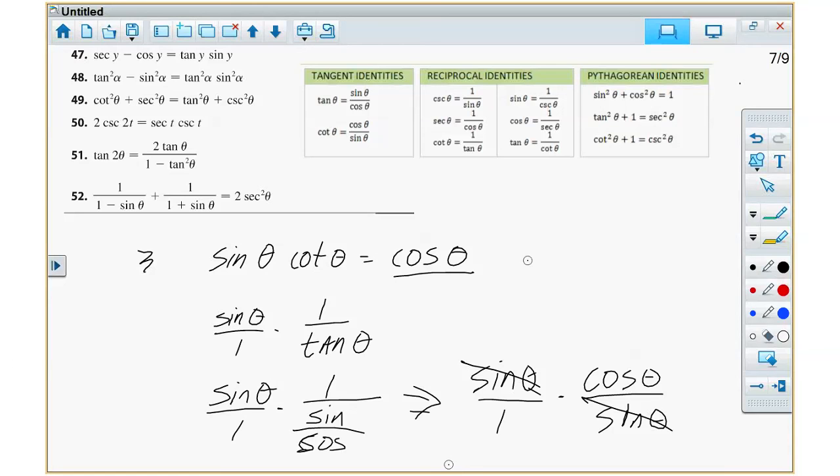So let's do another one. I think we got enough time. Go ahead and do tangent squared alpha minus sine squared alpha is equal to tangent squared alpha times sine squared alpha. Now remember, the first thing you're going to do is change that tangent into something else. That's what I would do.